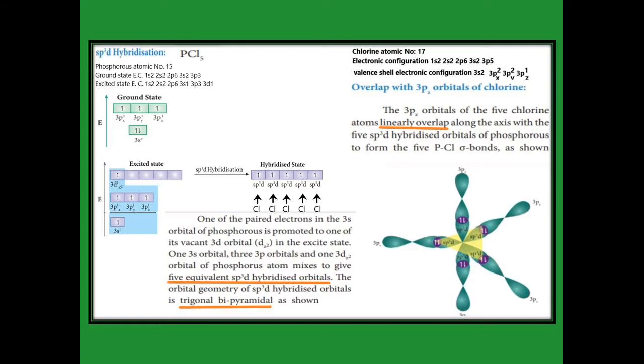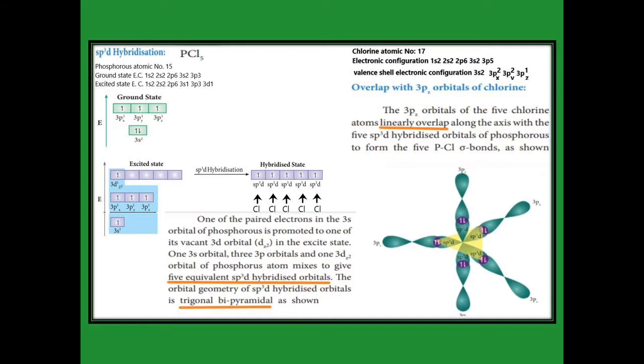sp3d hybridization, example phosphorus pentachloride. The central atom is phosphorus here. The phosphorus atomic number is 15. In the ground state, the phosphorus electronic configuration is 1s2, 2s2, 2p6, 3s2, 3p3. Now in the excited state, one of the 3s electrons will go to the 3d orbital, because in the third orbit it has 3s orbital, 3p orbital and 3d orbital, so one electron of the s orbital goes to the 3d orbital.